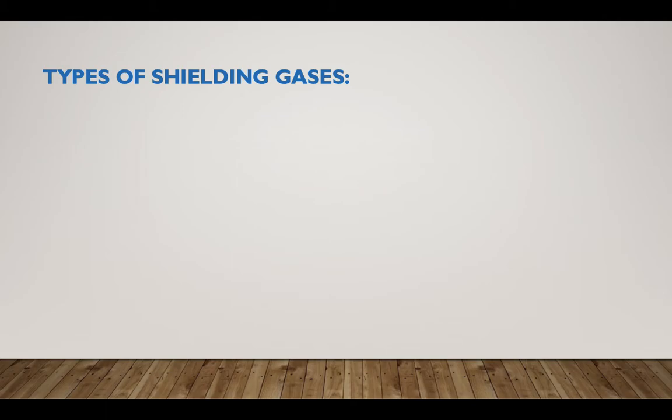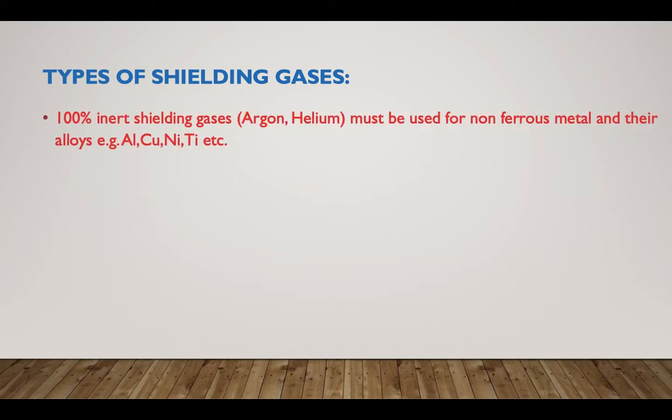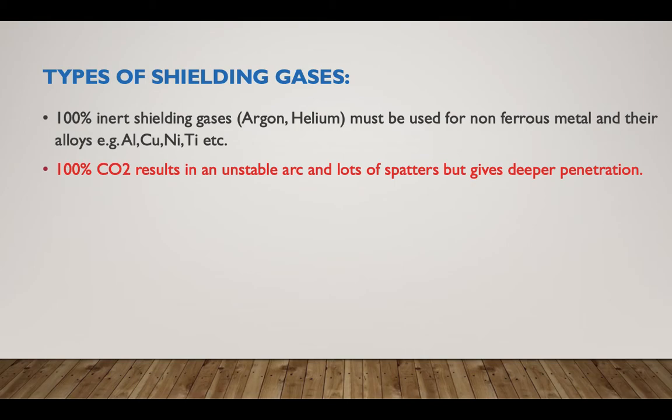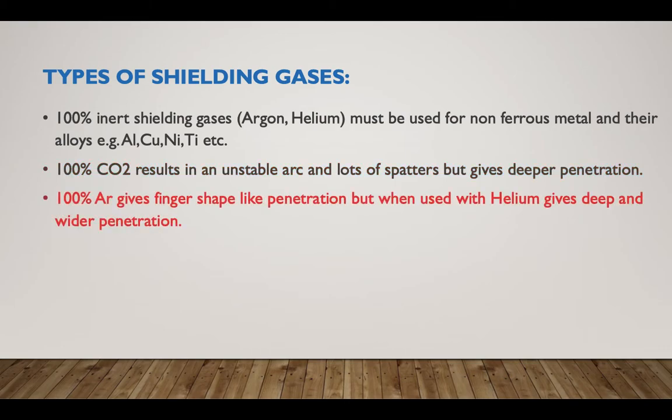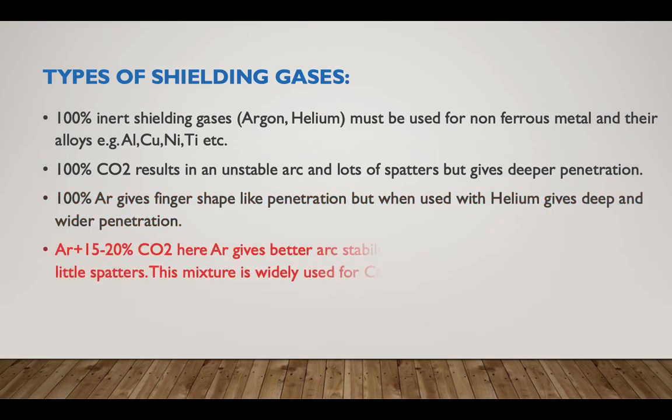Types of shielding gases that are used in MIG welding. 100% inert shielding gas like argon and helium must be used for non-ferrous metals and their alloys like aluminum, copper, nickel, titanium, etc. 100% CO2 results in an unstable arc and lots of spatter but gives deeper penetration. CO2 gives deep penetration but spatter will be more. 100% argon gives finger-shaped penetration, but when used with helium gives deep and wider penetration.